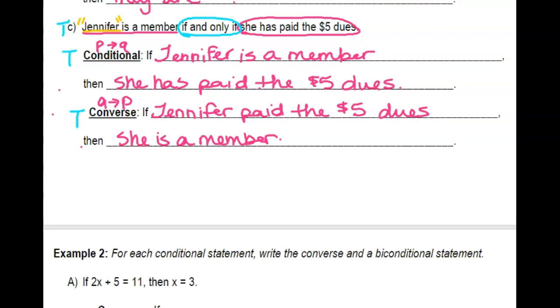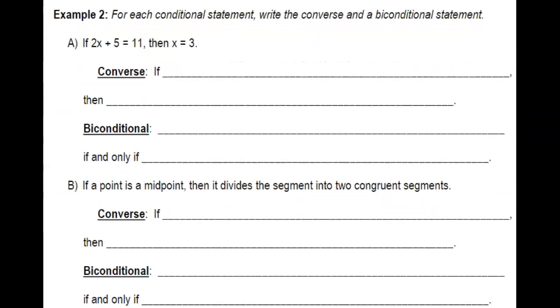I'm going to scroll down to example 2. Example 2 says, for each conditional statement, write the converse and a biconditional statement. So this time we're given a conditional statement. We need to write the converse, so we need to write if Q then P, and we need to write the biconditional statement using if and only if. So now you actually get to practice writing that biconditional statement.